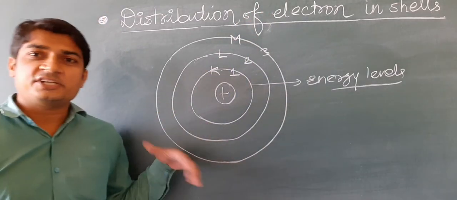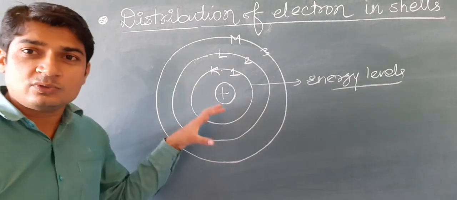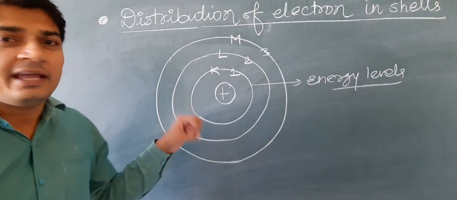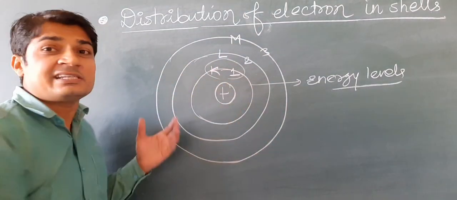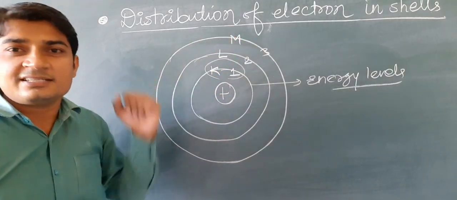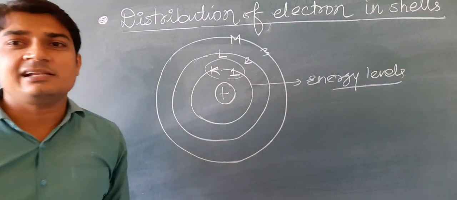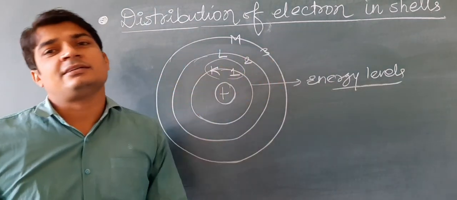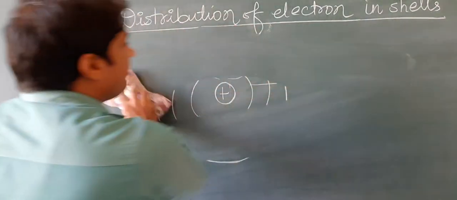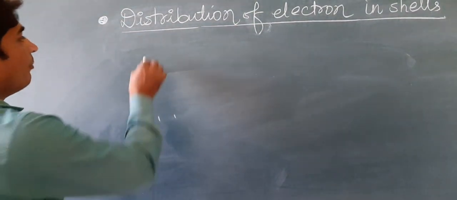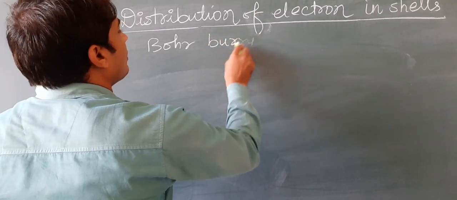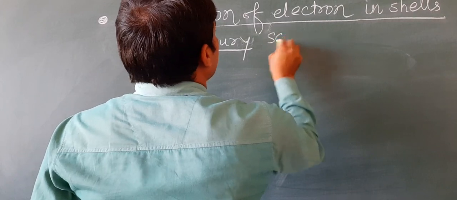Okay, so now the question arises how these electrons in the atom are distributed in these energy levels. How many electrons will be there in first cell, how many electrons would be there in second cell, how many electrons would be there in the third cell, and when the electrons will be filled in the second cell, when the electrons will be filled in the third cell. Okay, so to answer this question, a Bohr-Bury scheme was presented.